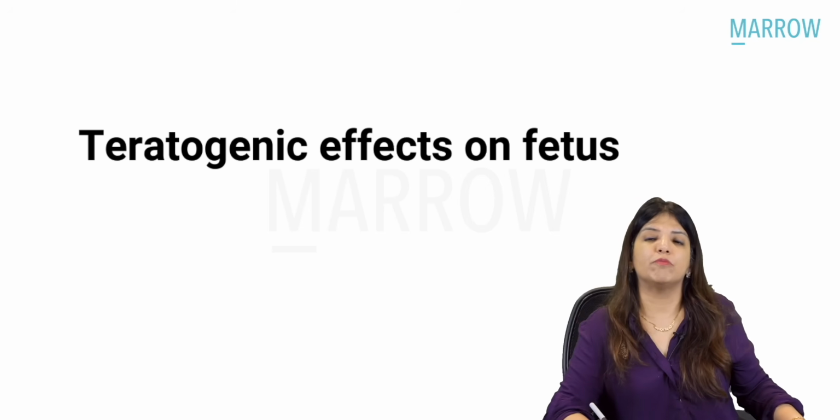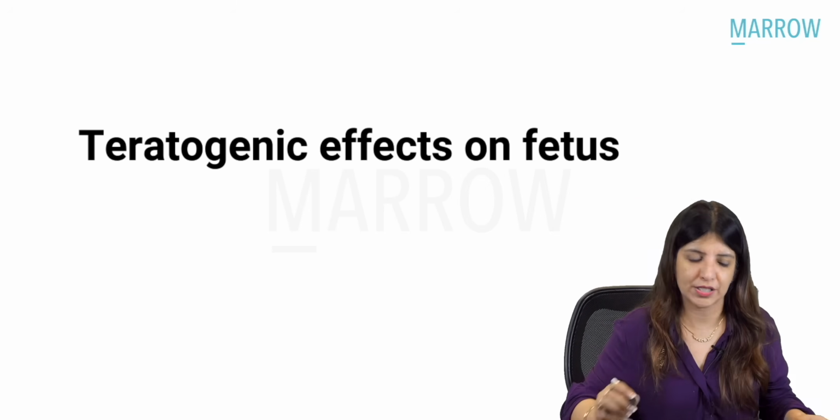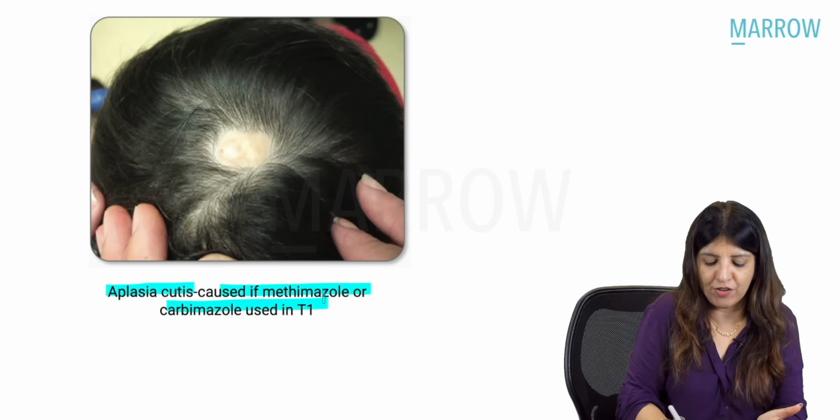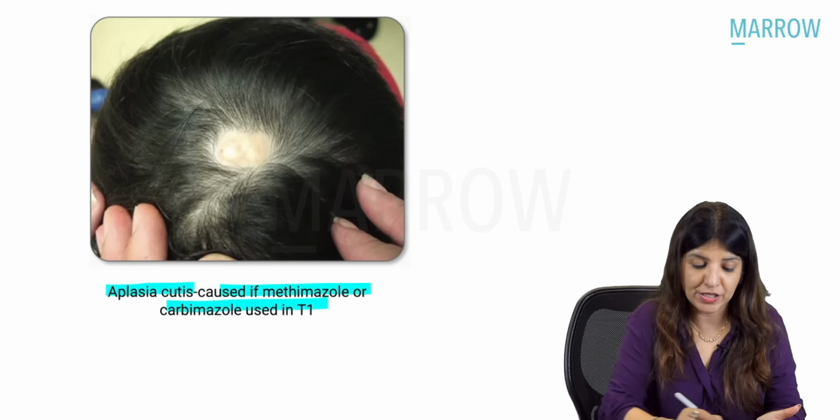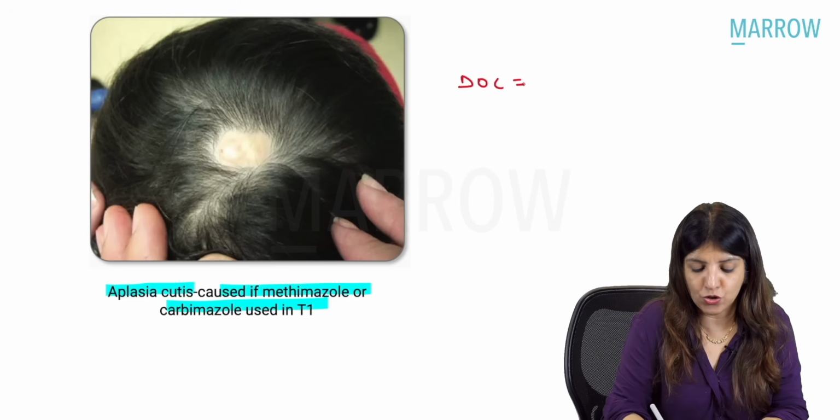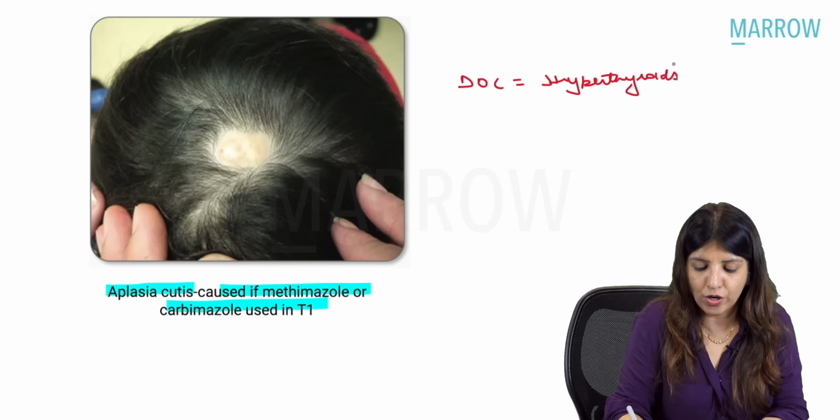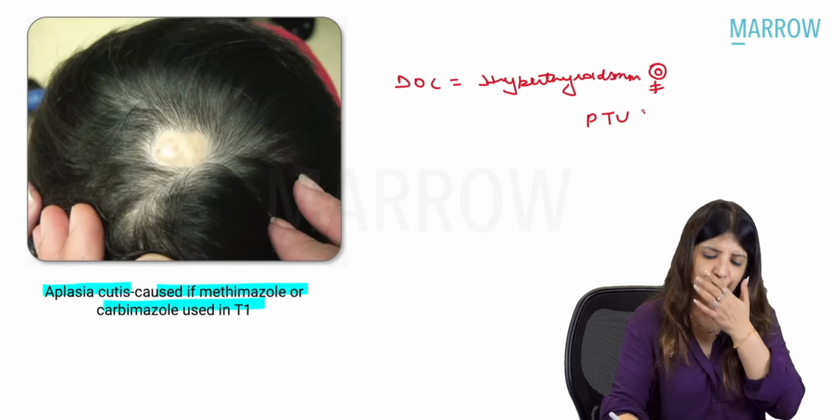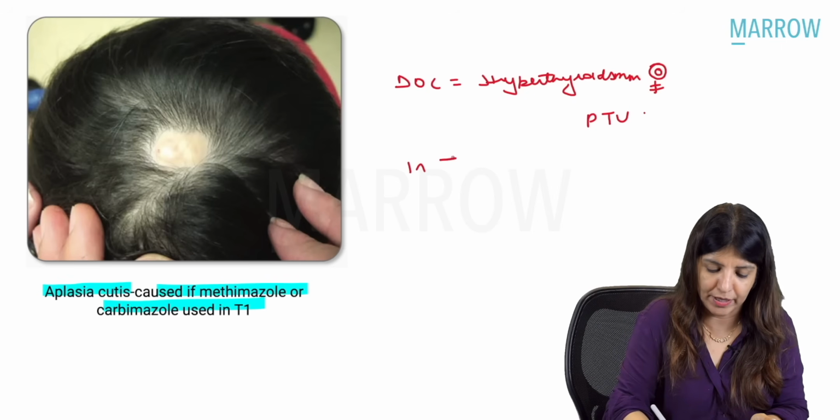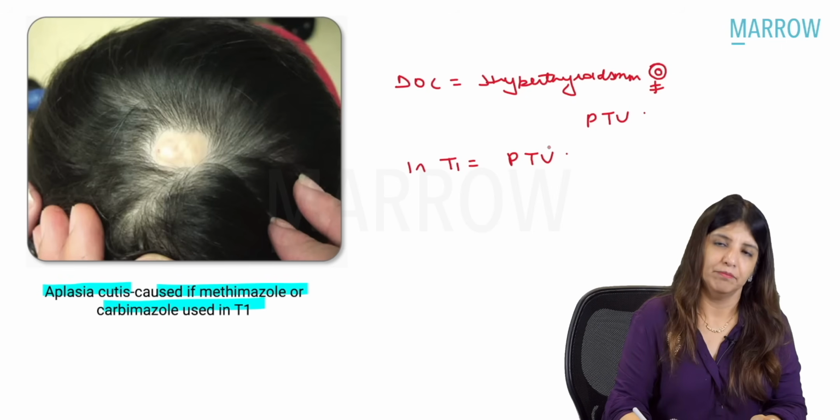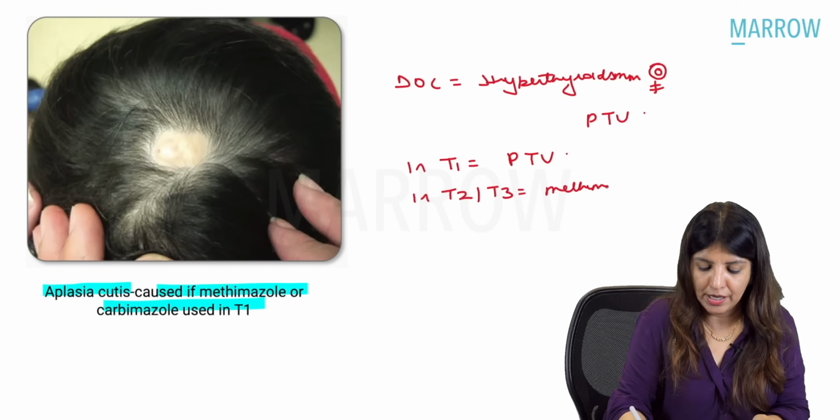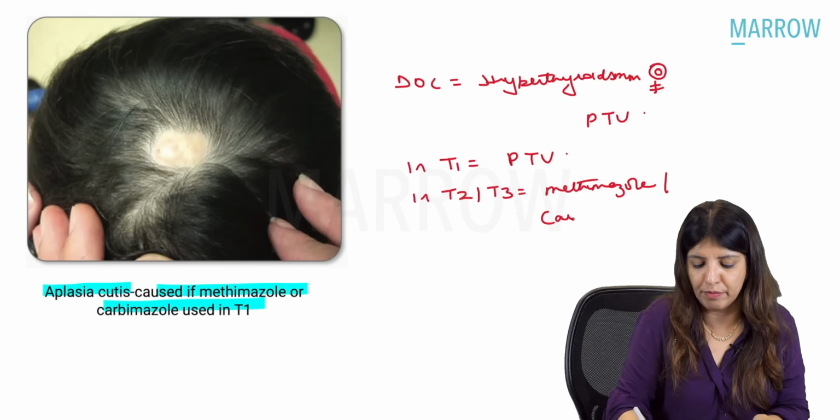Okay. Now coming to images which show you teratogenic effects on the fetus. This image over here is showing you aplasia cutis, and this is caused if methimazole or carbimazole is taken in the first trimester. So, if they ask you what is the drug of choice for hyperthyroidism in pregnancy, please remember the drug of choice for hyperthyroidism in pregnancy is propylthiouracil. If they ask you what is the drug of choice for hyperthyroidism in the first trimester, again, it is propylthiouracil. In the second and third trimester, it is methimazole or carbimazole.